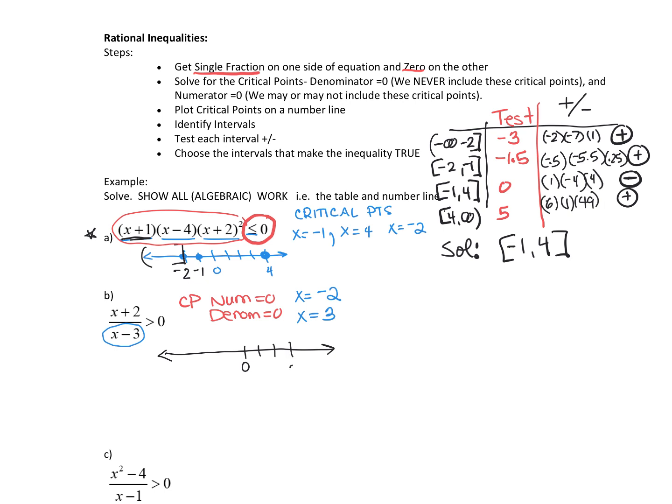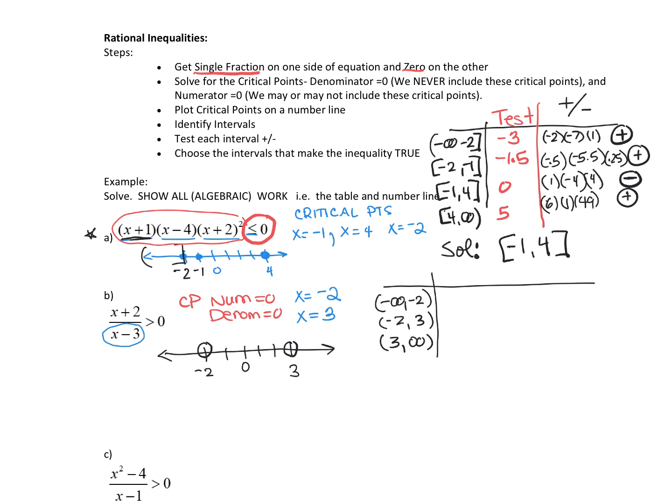1, 2, 3. That's going to be open. And negative 2, that's also going to be open. Open because it's just greater than, not greater than or equal to. And we'll make our intervals. So our intervals are going to be negative infinity to negative 2, negative 2 to 3, and 3 to infinity.